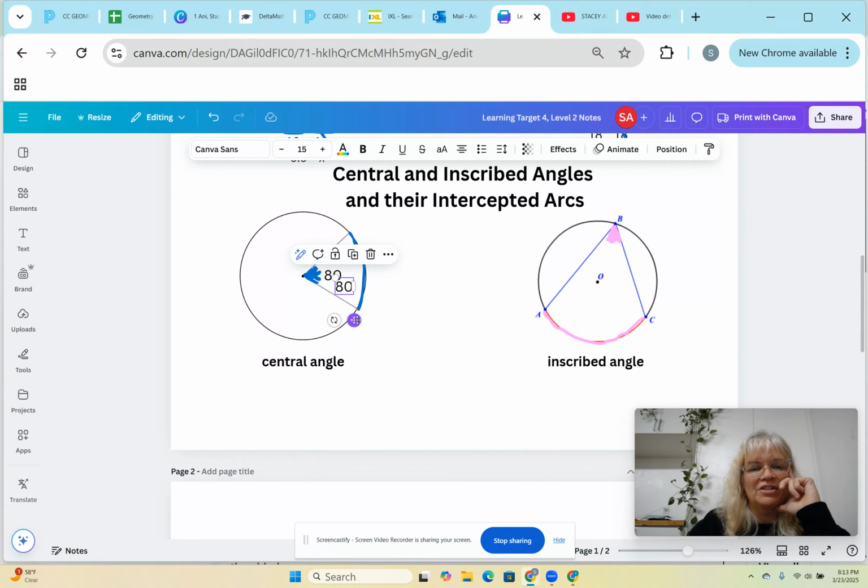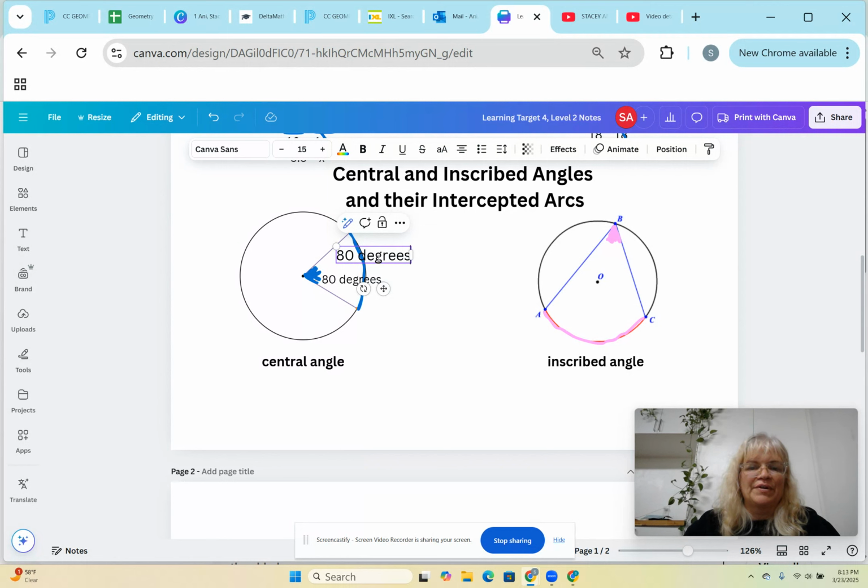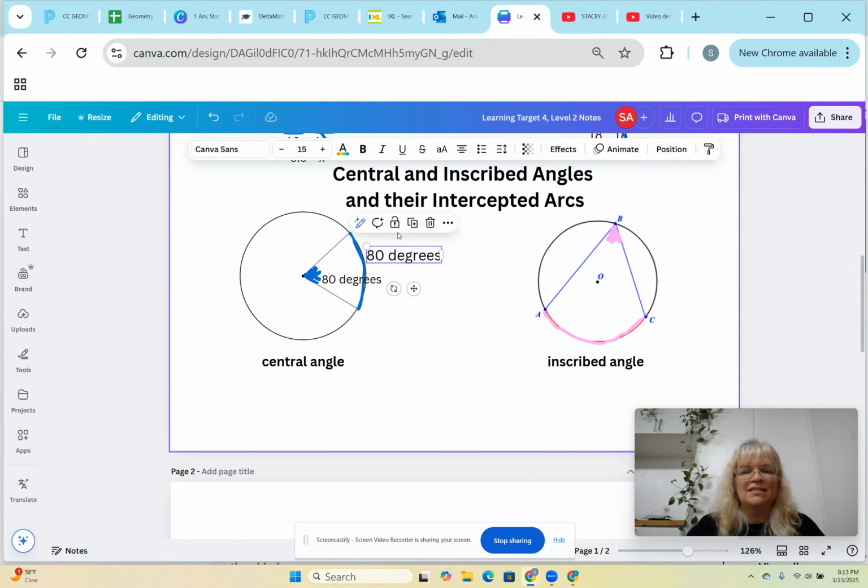Whatever the measure of your central angle is, the measure of your arc is the same. I don't have the little degrees symbol in here easily, but I'm going to write degrees so that we all remember that we're talking about an angle and its measure is degrees. So if the angle is 80 degrees, the arc is 80 degrees, and vice versa. Alright.